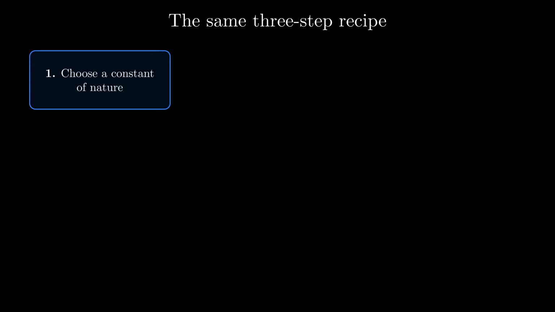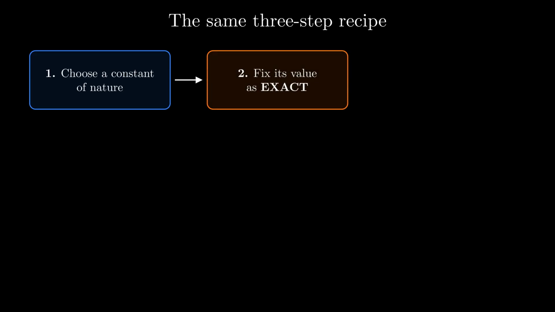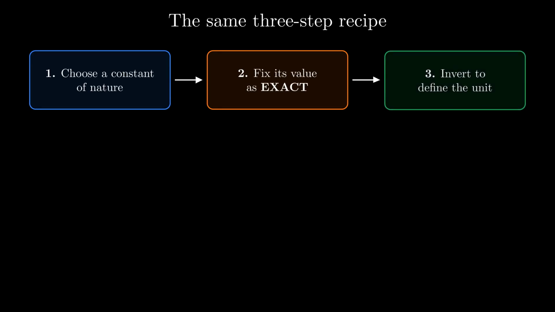So how does this trick work? Every one of these units follows the same three-step recipe. Step 1. Choose a constant of nature. Step 2. Declare its numerical value exact forever. A defining constant is a number we freeze by decision. Step 3. Invert the relationship to extract the unit. The unit becomes whatever makes that frozen number true.